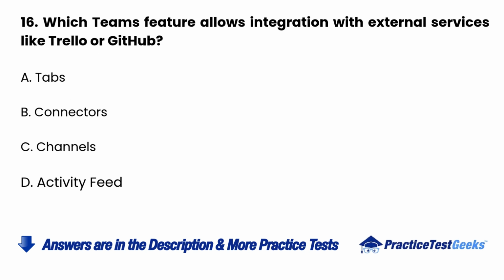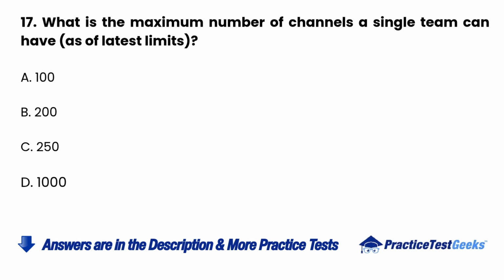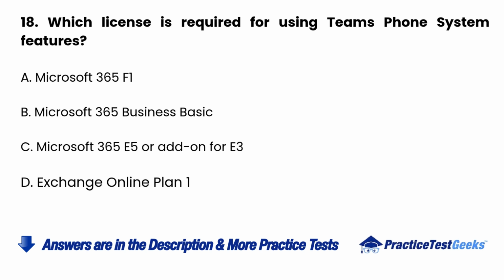16. Which Teams feature allows integration with external services like Trello or GitHub? A. Tabs. B. Connectors. C. Channels. D. Activity feed. 17. What is the maximum number of channels a single team can have as of latest limits? A. 100. B. 200. C. 250. D. 1000.